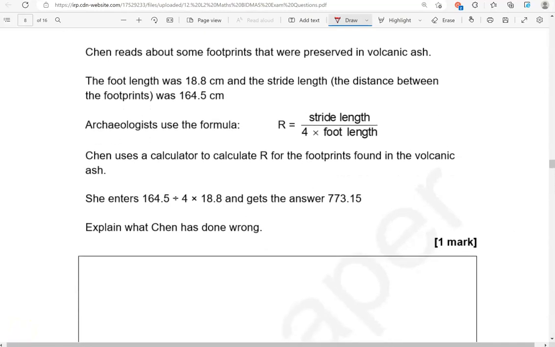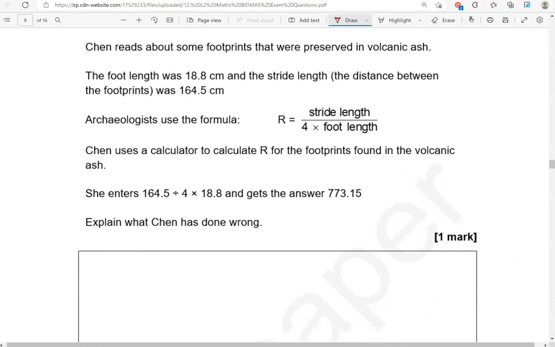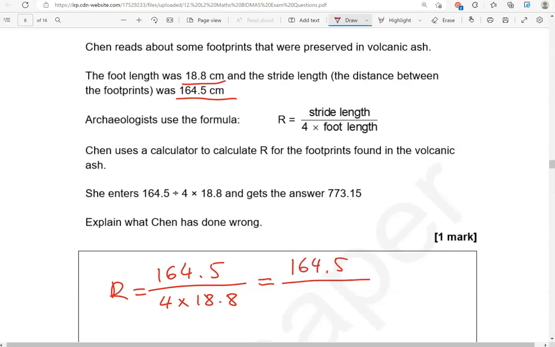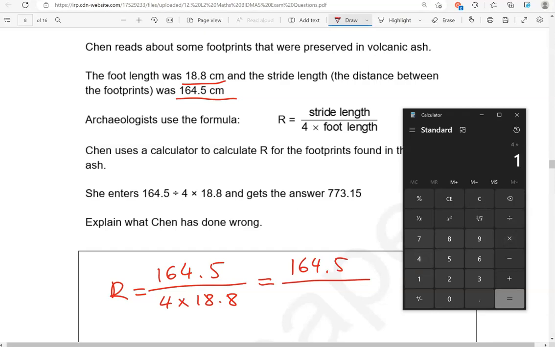Let's do the calculation first and see how that compares to Chen's answer. So we've got the formula, which is R is equal to stride length, which was 164.5, and that will be divided by 4 times the foot length, which is 18.8. So what we're going to do is top number divided by the bottom number. Top number is 164.5 and the bottom number is 4 times 18.8, which is 75.2. So we'll divide now 164.5 by 75.2, which gives us 2.1875.